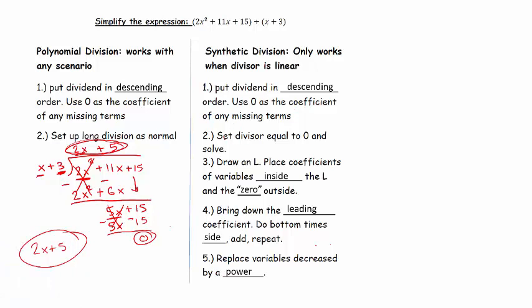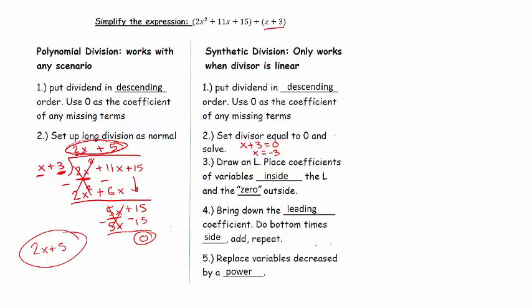So then we move to step 2, and it says take your divisor, which is x plus 3, and set it equal to 0 and solve for x. So obviously x would equal negative 3. Alright, now there's something to be said for that. When you set something equal to 0 and solve, that's called finding a 0 of the polynomial.